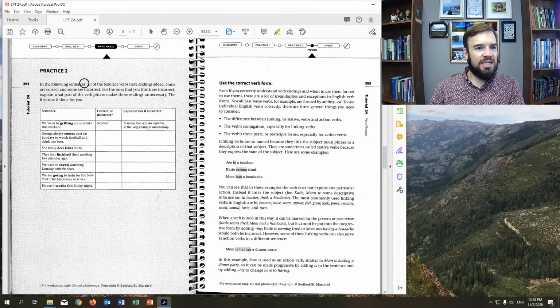It says, in the following sentences, all of the boldface verbs have endings added. Some are correct, some are incorrect. For the ones you think are incorrect, explain what part of the verb phrase makes those endings unnecessary. The first one is done for you. We want to grilling some steaks this weekend. Incorrect or correct? Incorrect, and why? To makes the verb an infinitive, so the ing ending is unnecessary.